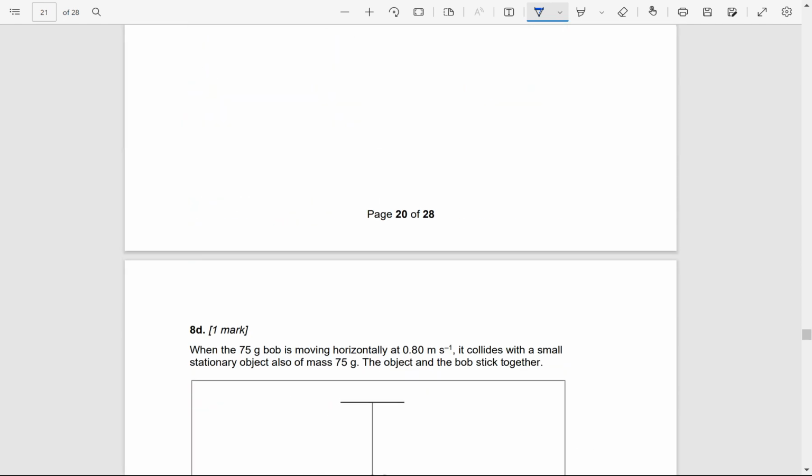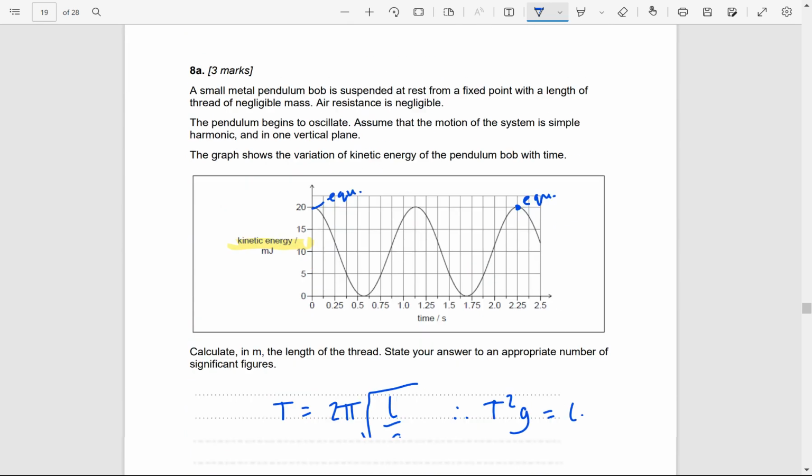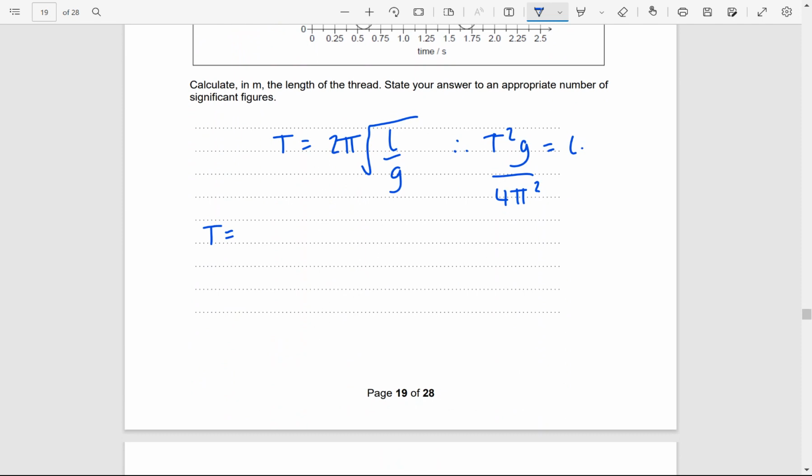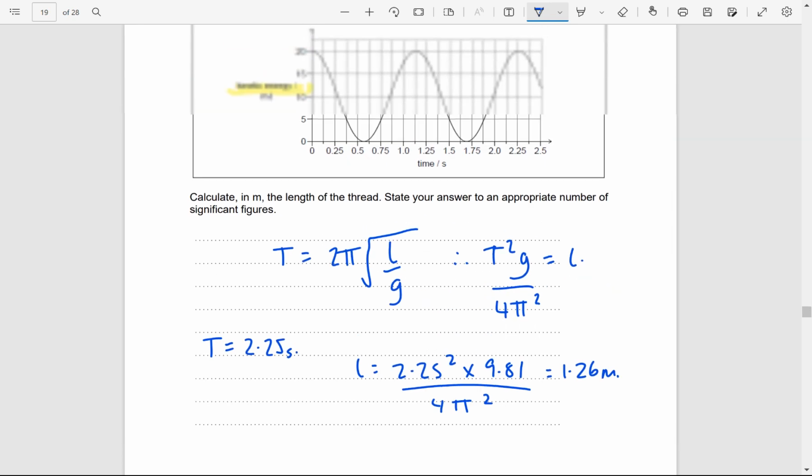So this is the start of an oscillation, and this is the end of an oscillation. A lot of you didn't check the axis. So it's 2.25 seconds. So the length is T squared times 9.81 divided by 4 pi squared, which equals 1.26 meters.